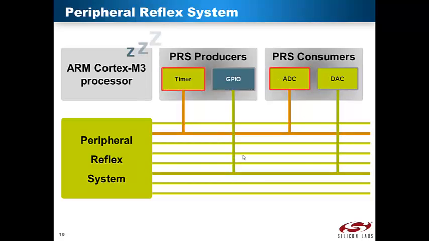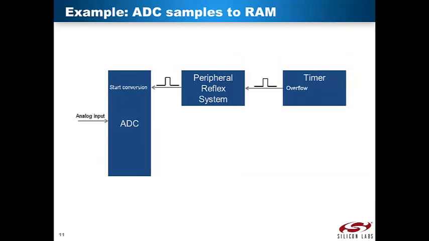Now, let us take a closer look at how PRS is used to trigger periodic A to D conversions while the EFM32 is in Energy Mode 1. The timer peripheral is selected as producer on one of the PRS channels. The timer is set up to count forever and wrap around each time it overflows. On every overflow, a PRS trigger pulse is generated.